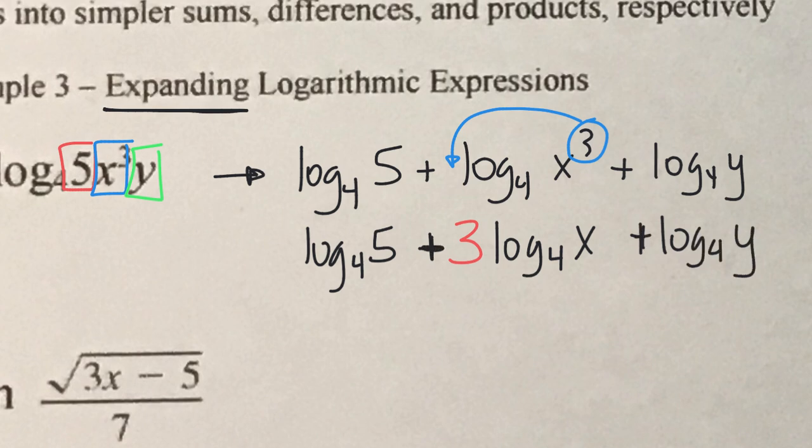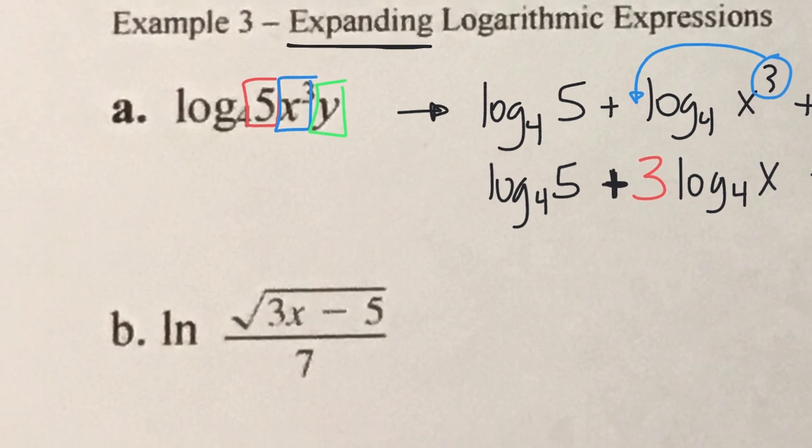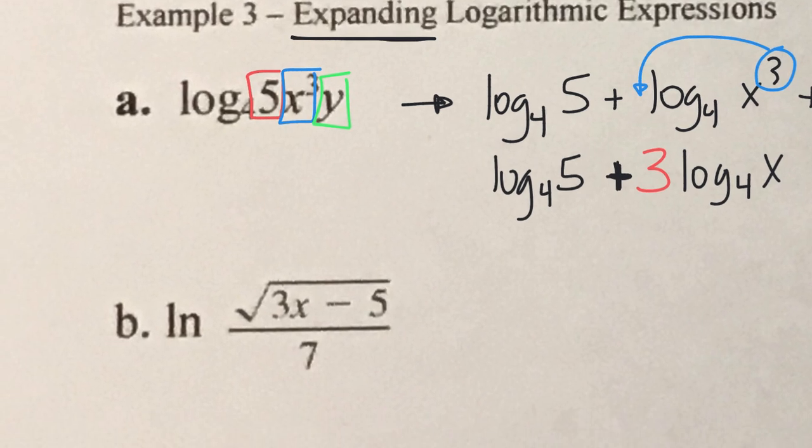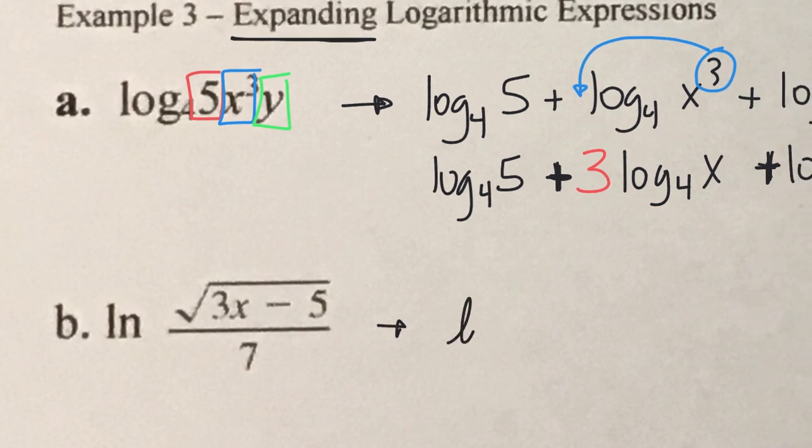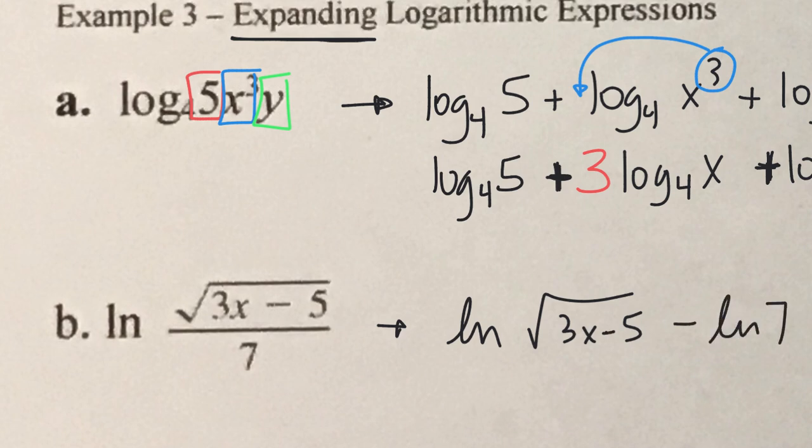So we have 3 things that are being added together that are all logs. One has a product of 3. For the second one, first we get rid of division. Division is always what we do first. So that becomes the natural log of the top, which is root 3x minus 5, minus the natural log of 7. The next thing we're going to do is kind of an algebraic step.